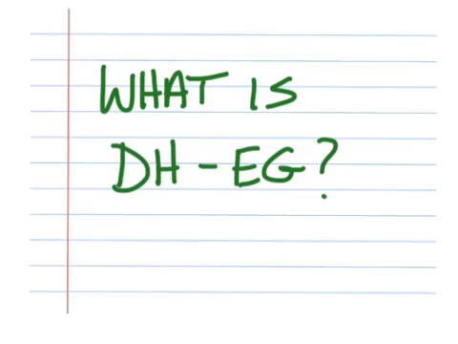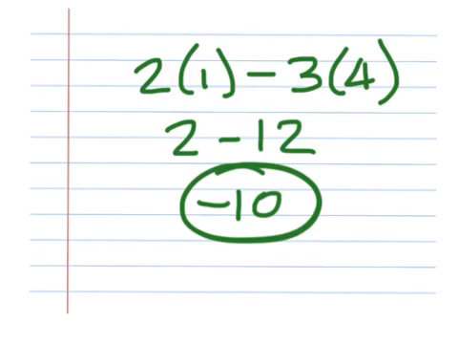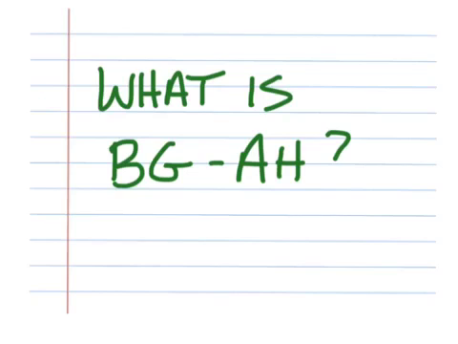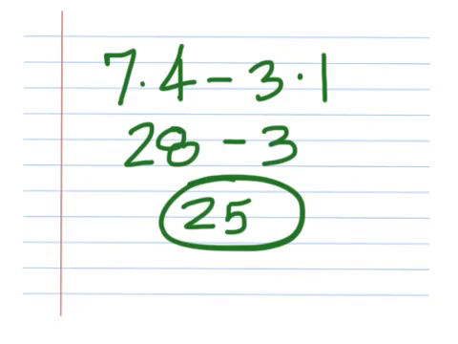And what is DH minus EG? 2 times 1 minus 3 times 4. 2 minus 12 should be a negative 10. And what is BG minus AH? 25. 7 times 4 minus 3 times 1. 28 minus 3 is 25.